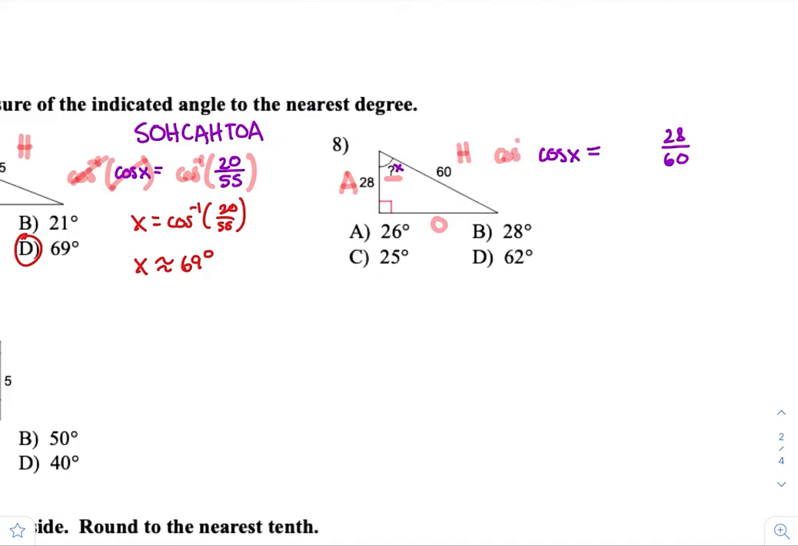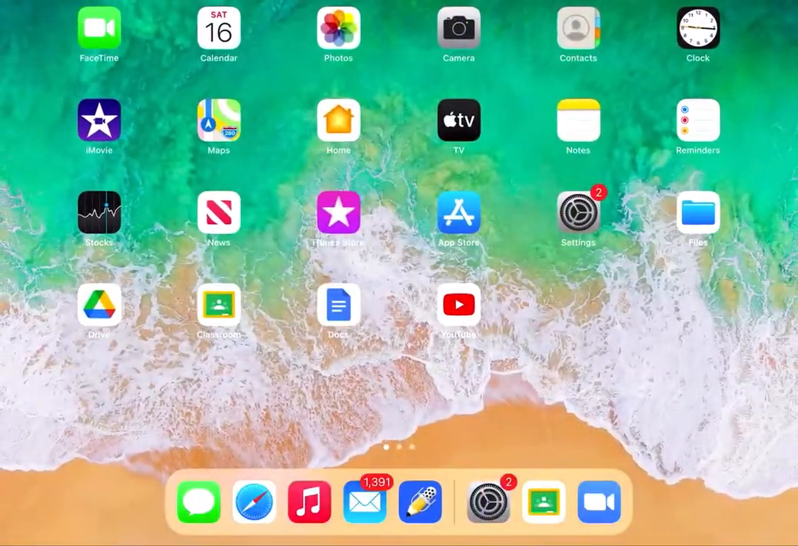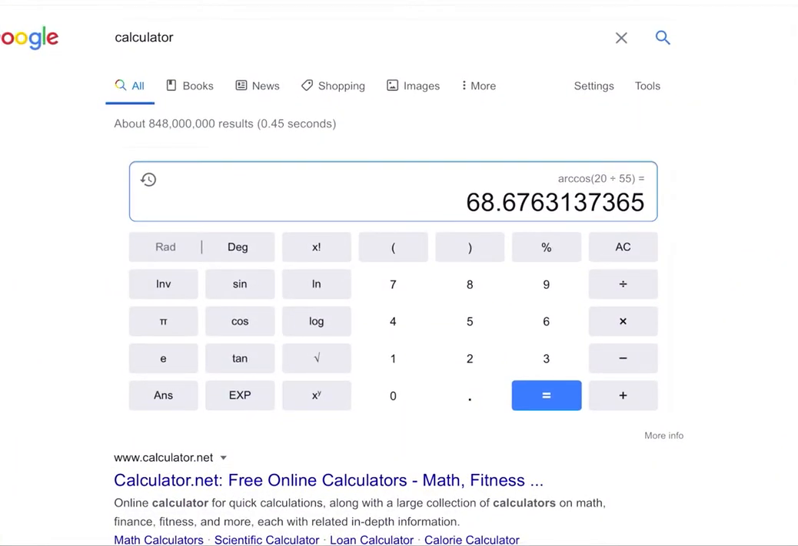So we're going to do the cosine inverse of both sides. Cancel. So x is going to equal cosine inverse of 28 over 60. Okay, cosine inverse of 28 over 60. So go back to the Google calculator, you guys.